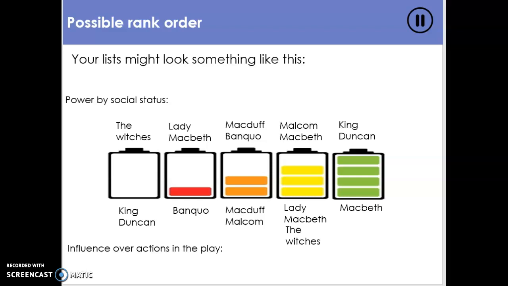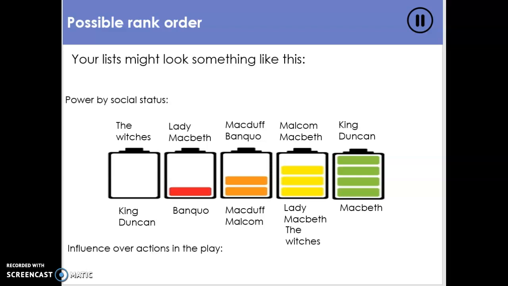He's the green battery, isn't he? He's got maximum power. He's the monarch, he's at the top of the tree. On the yellow, I've put Malcolm and Macbeth. Malcolm, the son of the king, Macbeth, a thane. They're really important. Macduff and Banquo, they're not as influential necessarily as Malcolm and Macbeth, because Malcolm is obviously second in line to the throne and Macbeth is third in line. So that's why I've put Macduff and Banquo slightly lower.